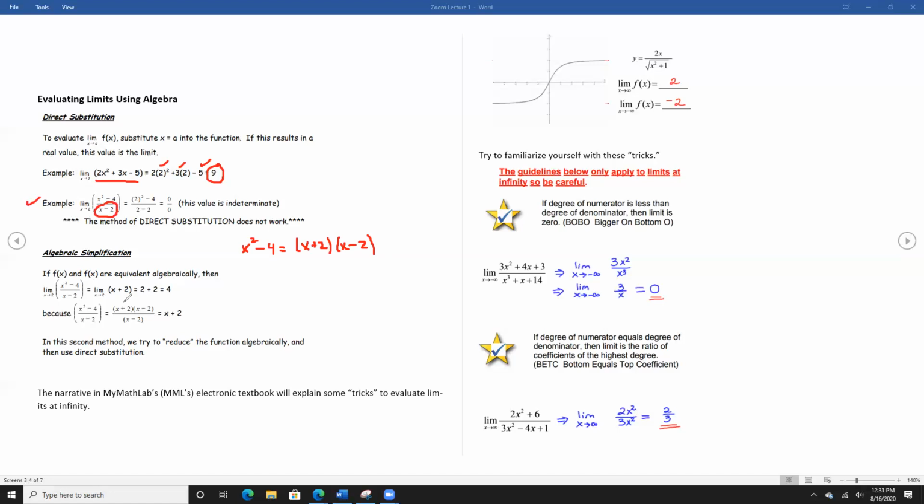But anyway, if we factor x squared minus 4 to become x plus 2 times x minus 2, notice that the x minus 2 in the denominator will cancel out the x minus 2 in the numerator, which leaves you x plus 2. In other words, x squared minus 4 divided by x minus 2 simplifies to x plus 2. Now you can use direct substitution. In other words, you can plug the 2 directly in, and that would give you the limit of 4.